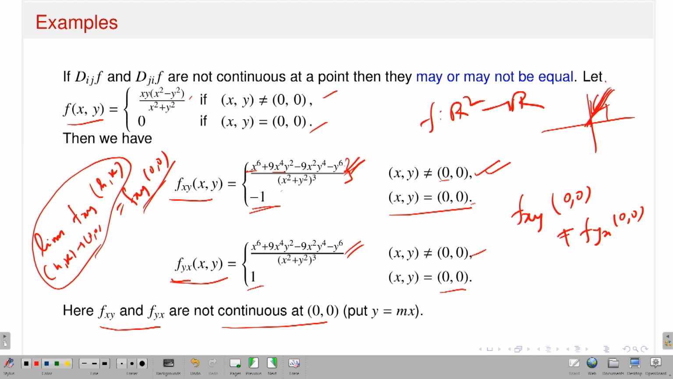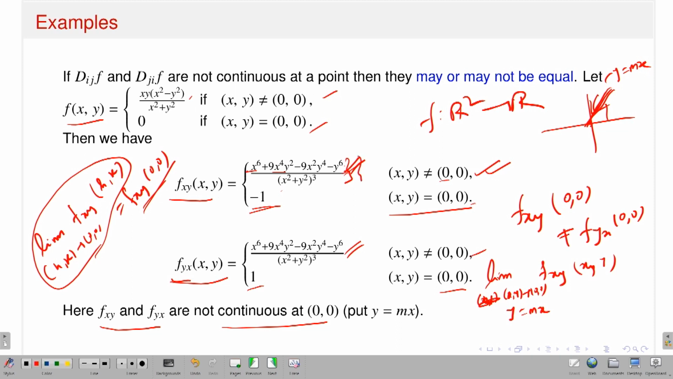So, this is with gradient m. Suppose this is my y is equal to mx. Let us see, you just put the value. So, if I approach, I want the limit as (x, y) goes to (0, 0) along the path y is equal to mx of f(x, y). Then what will happen?